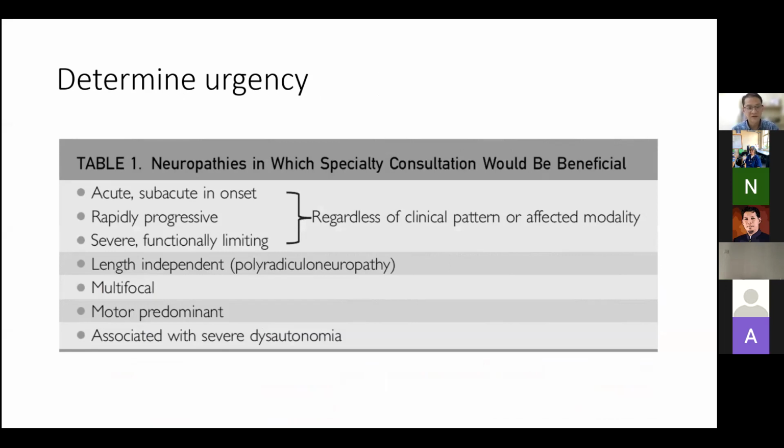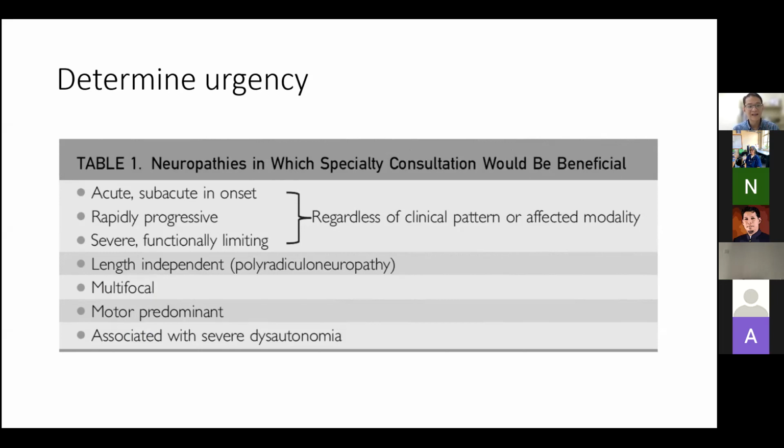Okay, once you have diagnosed peripheral neuropathy, once you know that this is a patient with peripheral neuropathy, you need to determine the urgency. Urgency of peripheral neuropathy means how soon this patient should be seen by a neurologist or referred to specialist care. So there are features that determine urgency. If you see a case that comes to you with peripheral neuropathy that is acute, subacute in onset, or rapidly progressing, or in a severe form of neuropathy where they are impacted functionally very badly, these are the cases that need to be seen early.